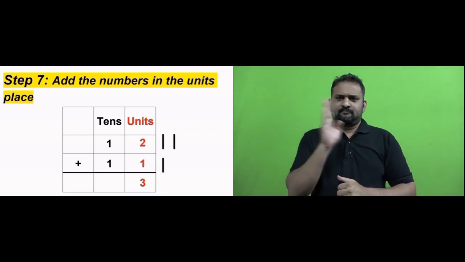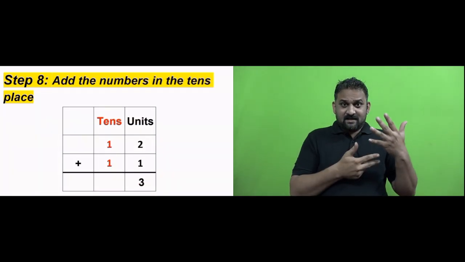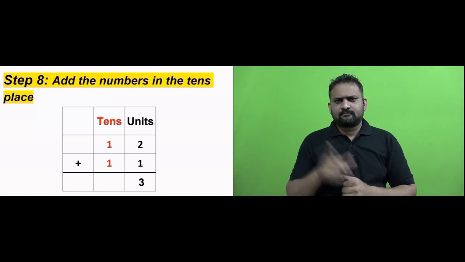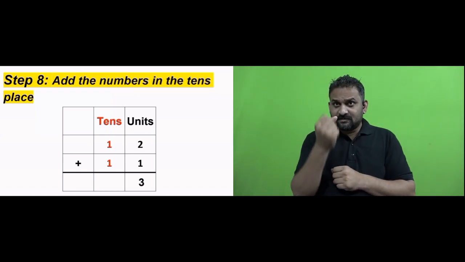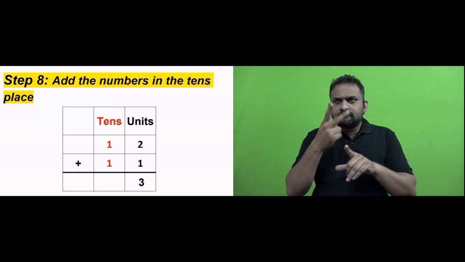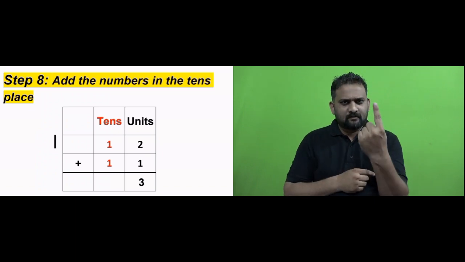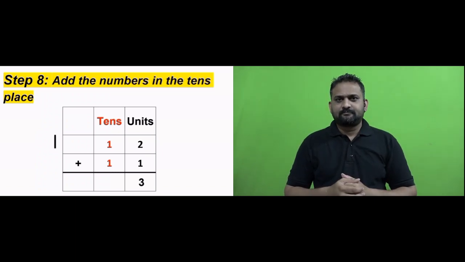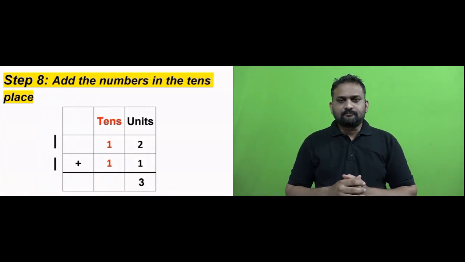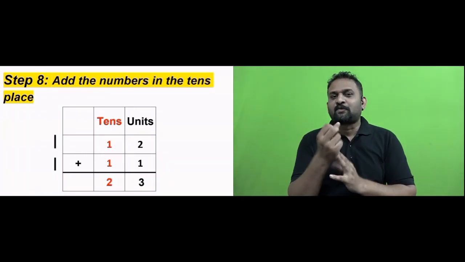What do you think would be the next step? That's right. Step 8. Add the numbers in the tens place. As we can see, the numbers in the tens place is 1 plus 1. Let's draw our lines to add these numbers. Draw 1 line for the first number 1. Draw another line for the next number 1. And you got the answer as 2.